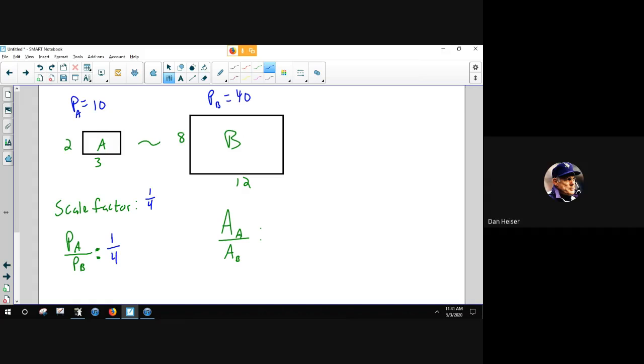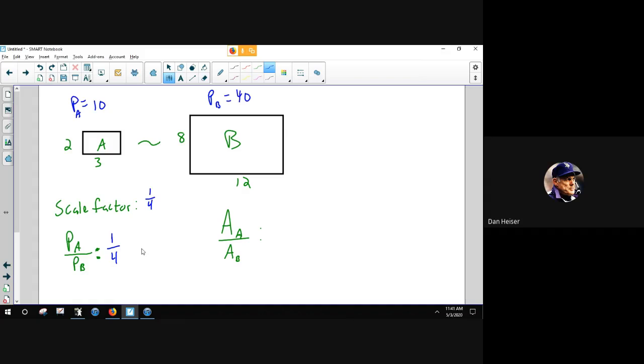is also 1/4. And if you think back to chapter 6, when we did similarity, we saw that a perimeter ratio and a scale factor were the same thing. So this is not anything new.